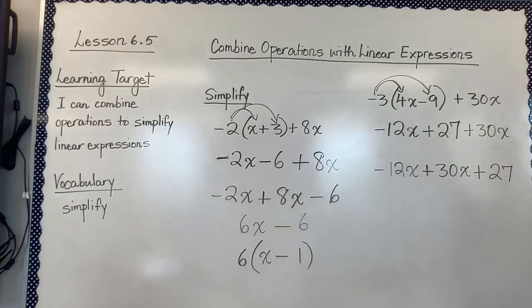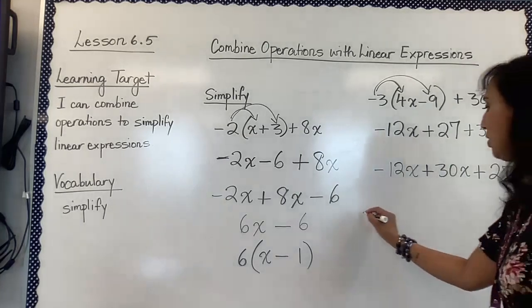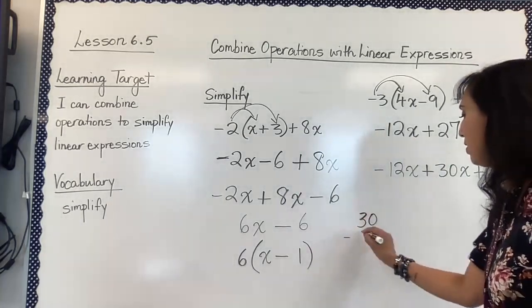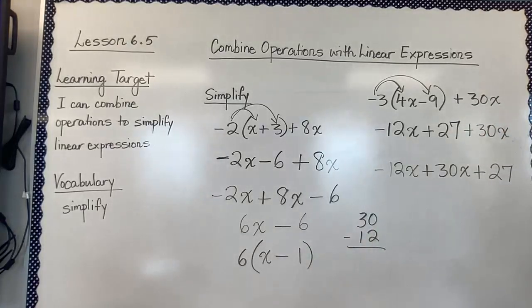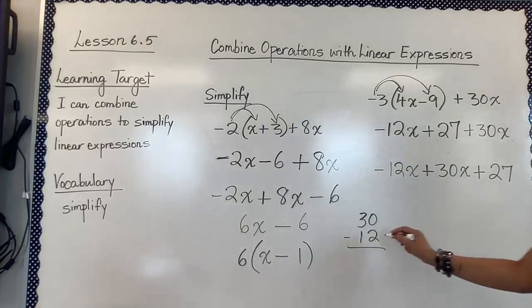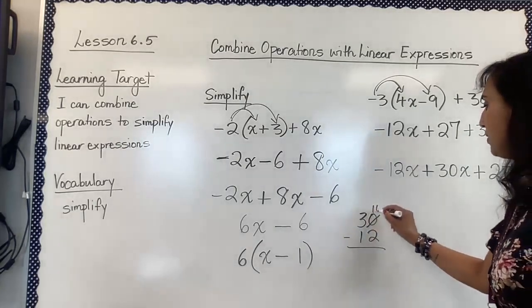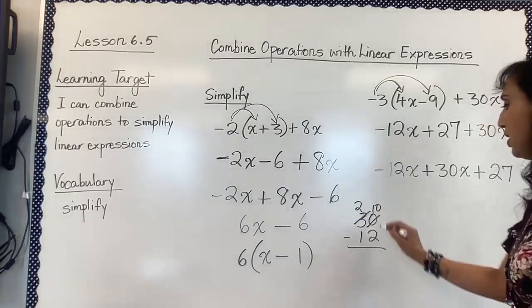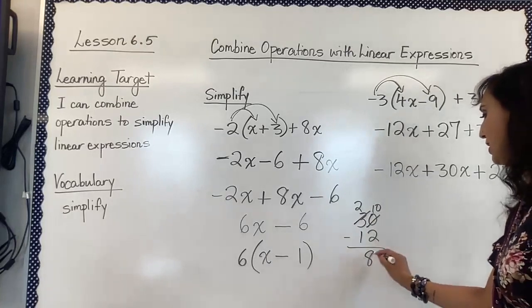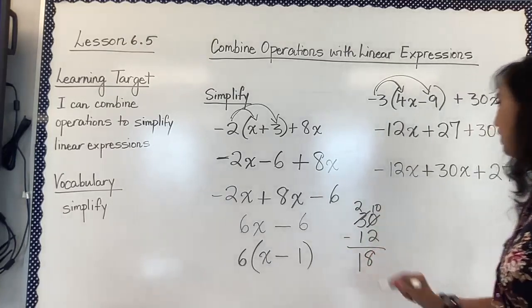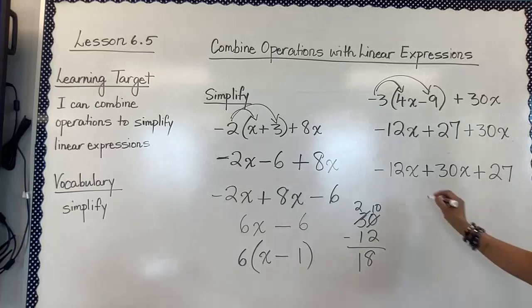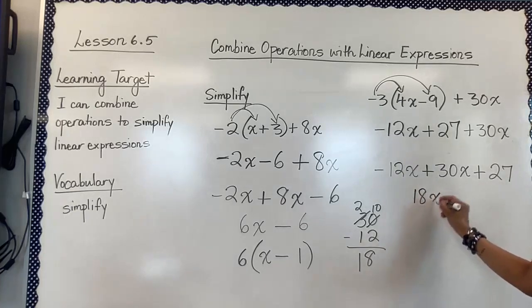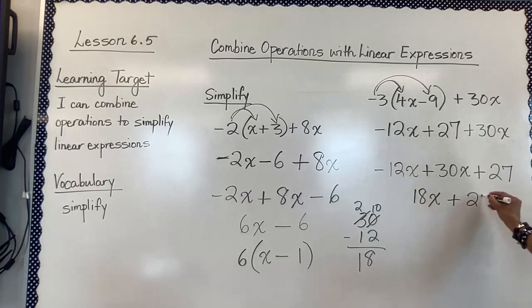So I have negative 12x plus 30x plus 27. Because these are opposites, I subtract, finding the absolute value of both. I cannot take away 2 from 0, so this becomes 10 and this becomes 2. 10 minus 2 is 8, and 2 minus 1 is 1. The sign in front of the bigger one is positive. So this is 18x plus 27.